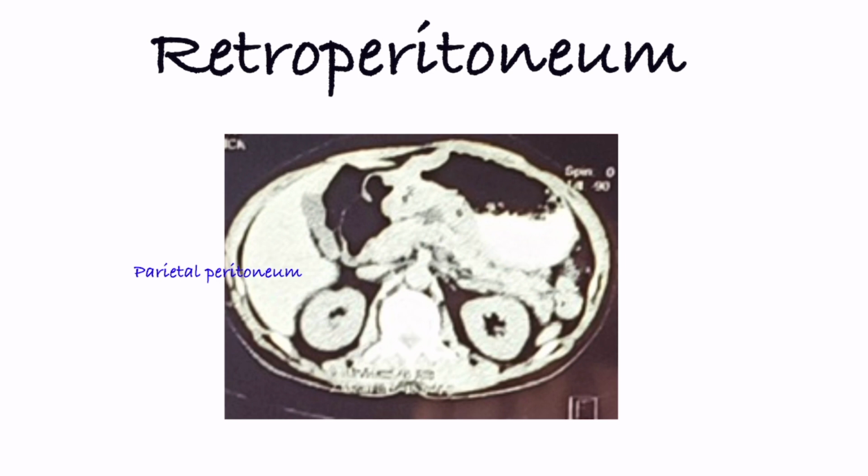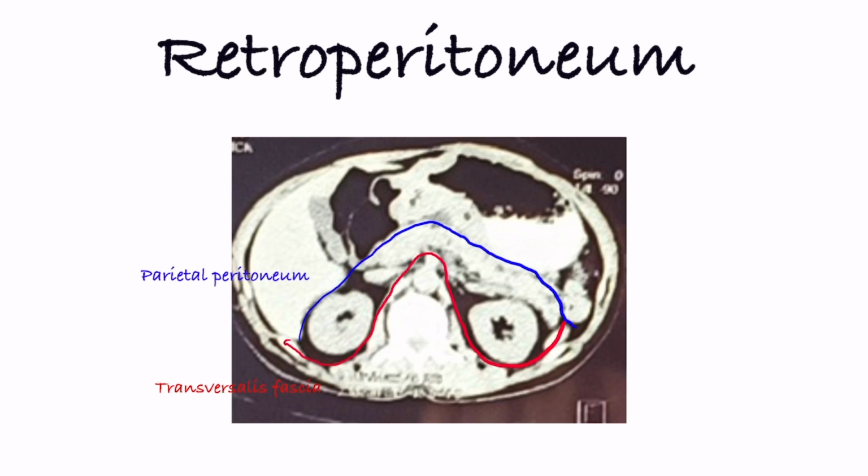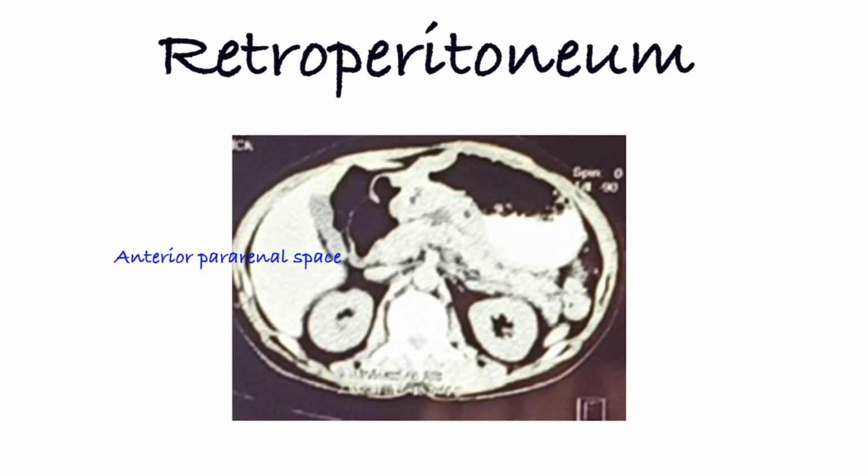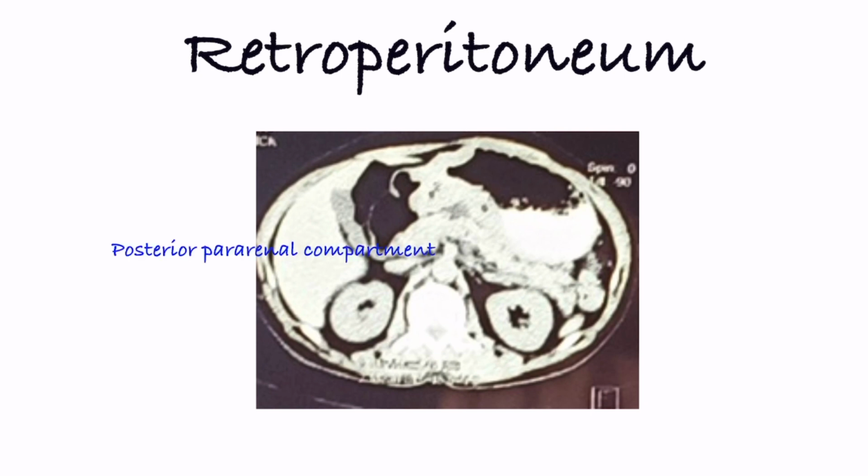Retroperitoneum is a closed compartment bounded anteriorly by parietal peritoneum and posteriorly by transversalis fascia and vertebra. It is divided into perirenal space, consisting of kidney, adrenal, renal vessels, renal pelvis and proximal ureter. Anterior perirenal space, consisting of pancreas, duodenum, colon. Posterior perirenal compartment, posterior to kidney, consisting mainly of fat.